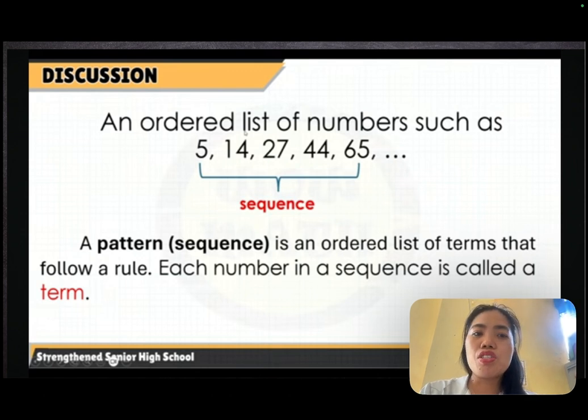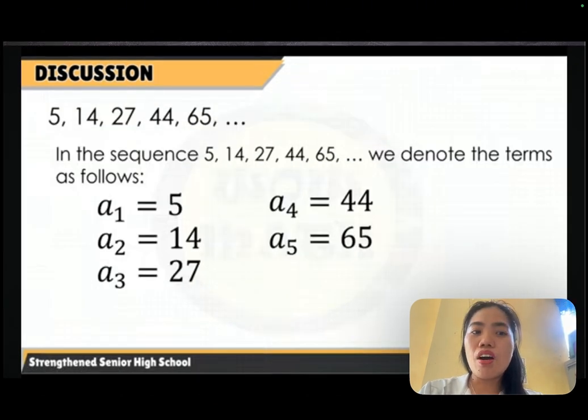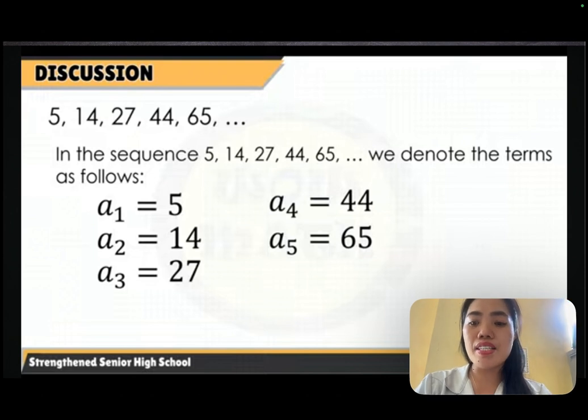An ordered list of numbers such as 5, 14, 25, 44, 65, and so on is what we call a sequence. A pattern or sequence is an ordered list of terms that follow a rule. Each number in a sequence is called a term. For example, you have 5, 14, 27, 44, 65. That's the sequence. In the sequence, we denote the terms as follows: A sub 1 is 5, A sub 2 is 14, A sub 3 is 27, A sub 4 is 44, and A sub 5 is 65.